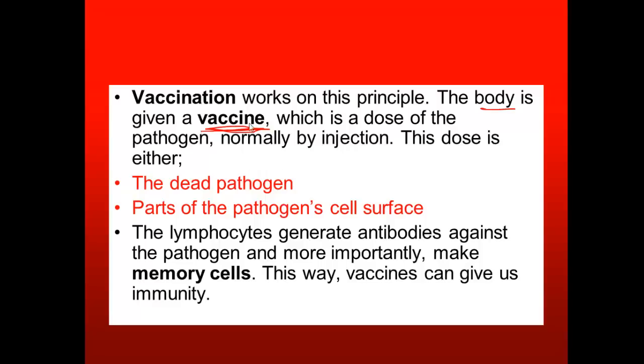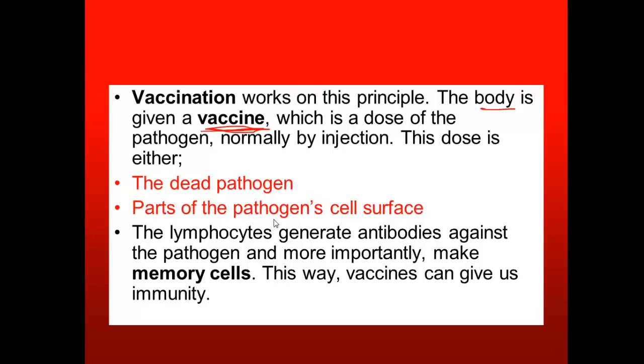First of all, the body is given a vaccine. What is a vaccine? Well, it's a dose of the pathogen. You just give someone a bit of pathogen, normally by injection, but they're developing nasal sprays now for the flu vaccine, so not exclusively by injection. And that dose is either number one in the red corner. Well, they're both kind of in the red corner, aren't they? Number one, the dead pathogen. You kill the pathogen and you inject it into someone, hoping that it doesn't come alive again or do something awkward like that. And then you can see that dead pathogen.